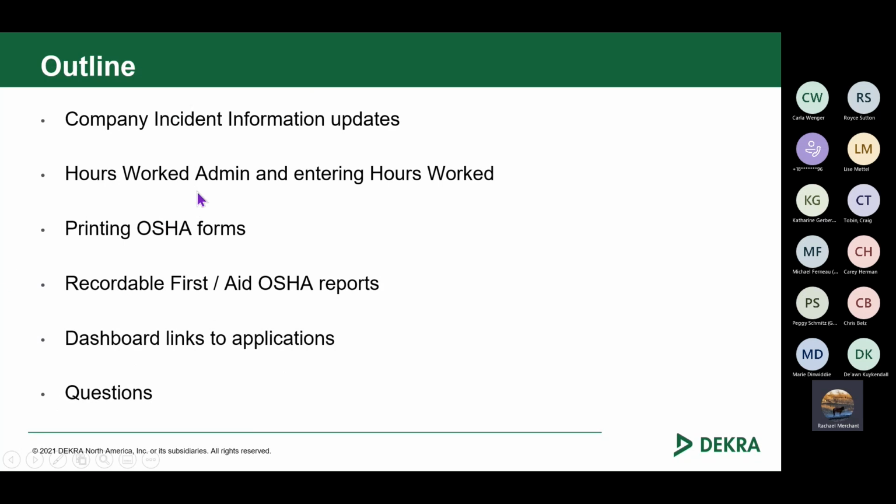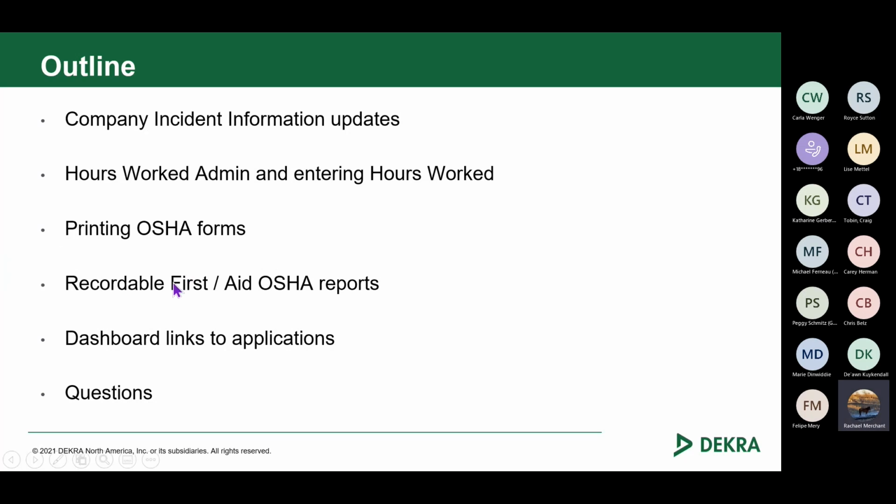So here's what we are going to cover today. I'm going to start with the company incident information updates for corporate role levels, and then we're going to talk about how to use our hours worked admin, if you are interested, to restrict users and the timeframes of when they can enter that information. After that, we'll get into what applies to the location through higher role levels and how to enter those hours worked. Once all that is complete, I'll show you how to get to the OSHA forms, how to print them, and how to easily access them.